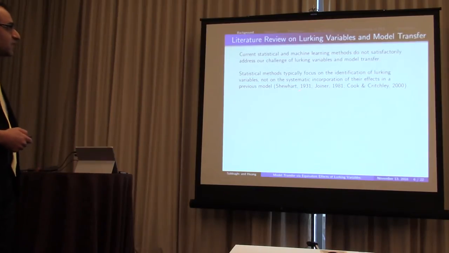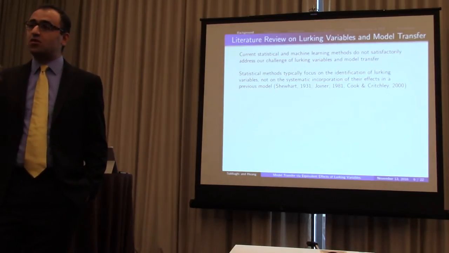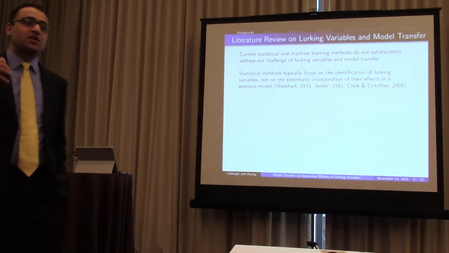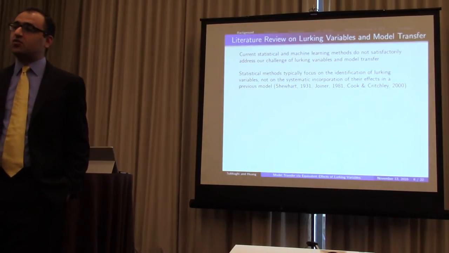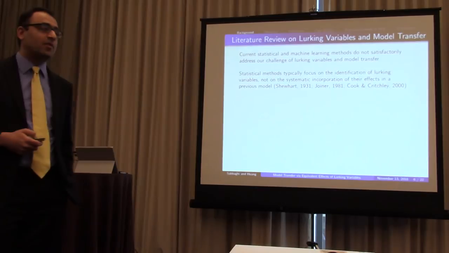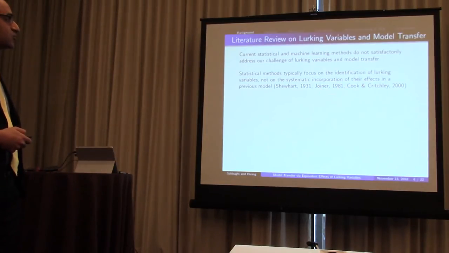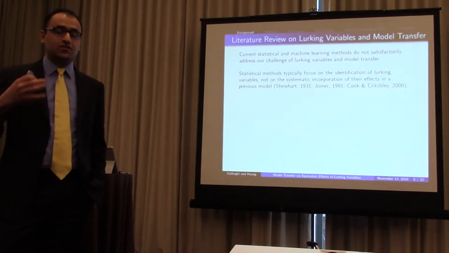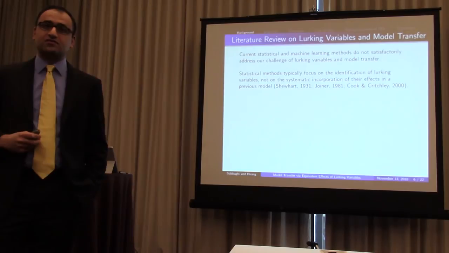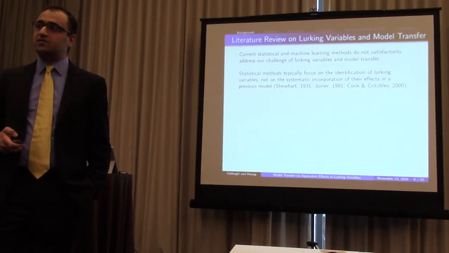And this goes back as far as the work of Shewhart in 1931. He developed methods to identify the existence of special causes and hopefully make them assignable causes, but the general idea there is to perform much more extensive experiments so as to incorporate that knowledge into previously developed models and quality control strategies. And that's been followed up by work by Joiner and Cook and Critchley. They really, in the statistical literature, just focus on whether you can identify the existence of lurking variables, not necessarily incorporating them into previously developed models.